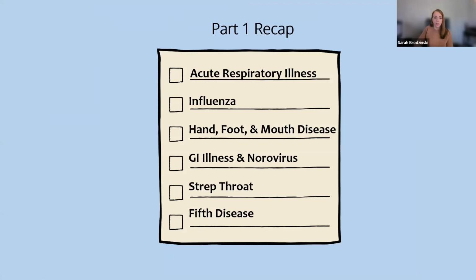For a quick recap, in part 1 of this series, we discussed acute respiratory illness, influenza, hand, foot, and mouth disease, norovirus and gastrointestinal illness, strep throat, and lastly, fifth disease. In the registration for this webinar, some of you submitted questions about these illnesses, and we wanted to thank you for your submissions and encourage you to go to our webpage and watch part 1, which will address questions on the diseases listed here.